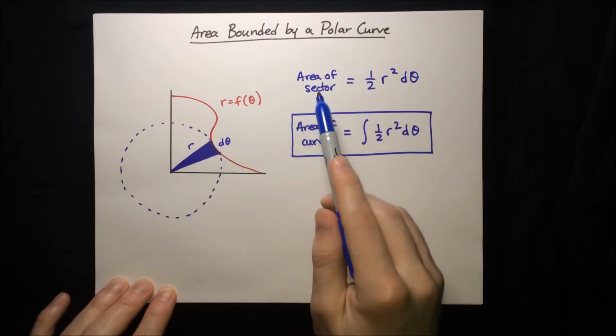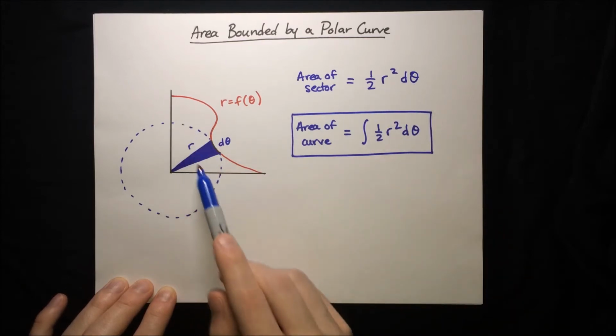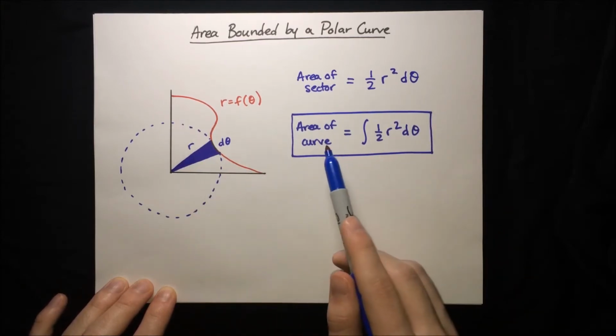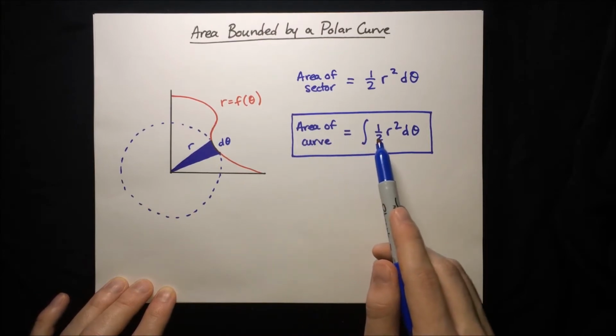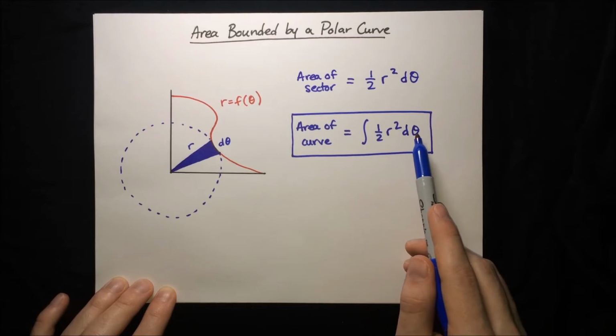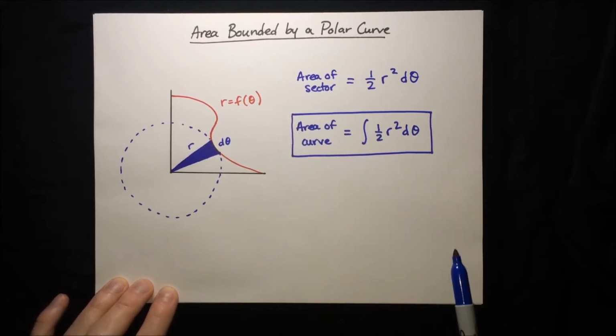The area of the sector is then given by a half r squared d theta, and to find the total area under the curve, we can integrate up all these areas of sectors. So the area of the curve is the integral of a half r squared d theta. This is the formula that we're going to be using for the coming examples in which we find the area bounded by polar curves.